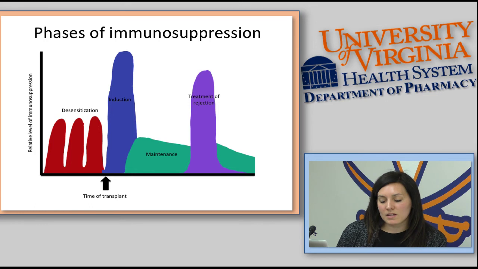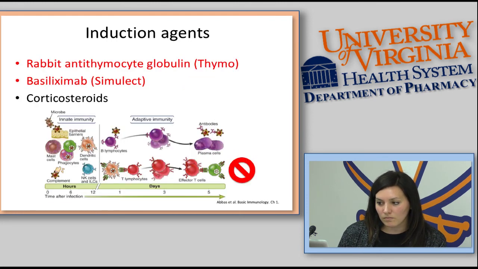I'll next talk about the different medications that are used in these phases. I'll focus on the induction and the maintenance phases, and today I will not have time to discuss the desensitization or treatment of rejection specifically, although some agents are used during multiple phases. Our induction agents used at University of Virginia include rabbit antithymocyte globulin, or Thymo, and Basiliximab, or Simulect. These two medications both work on the T cell line. They prevent formation of T cells, which decreases the ability of the immune system to respond to the donor organ.